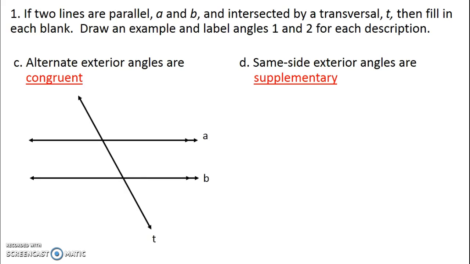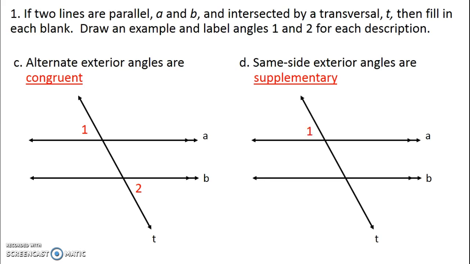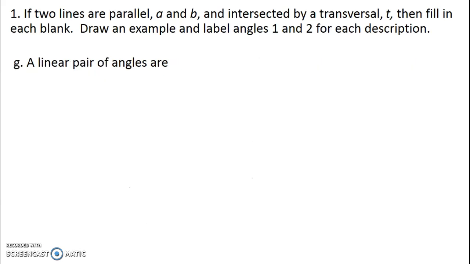So picture-wise, these alternate exterior angles have to be outside your shape, but still on alternating sides of your transversal. They cannot be on the same side, because if they were, then they'd be same side exterior angles. So still on the exterior outside of your parallel lines, but now on the same side as your transversal.